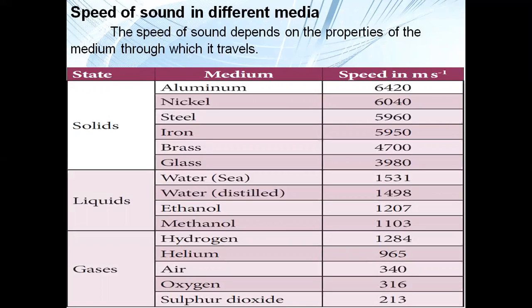Next, gases: hydrogen 1284, helium 965, air 340, oxygen 316, sulfur dioxide 213. So this is the speed of sound in different media, that is solid, liquid, gases. So air range is 340.